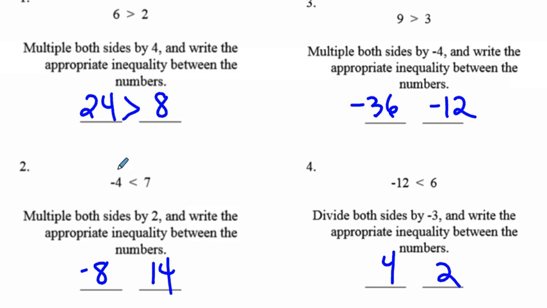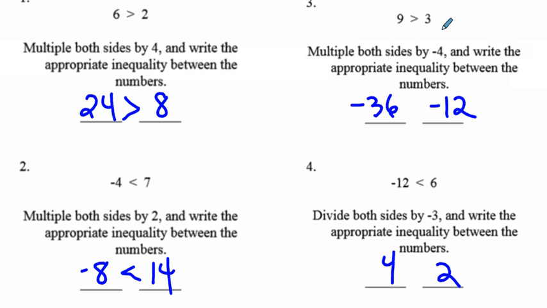So our second one, we had -4 is less than 7. We multiply both sides by 2. So we have -8 and 14. -8 is less than 14. So I just doubled the amount, but notice how it did not change the inequality sign.